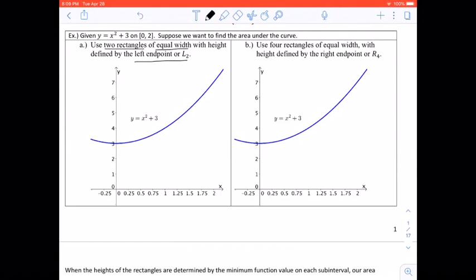So I have a curve here, and we're defining this on the interval from 0 to 2. Tells us that in the problem. So there's 0 and there's 2. So I need to split this into 2 rectangles, and if I do that, it's going to divide my interval at 1. So from 0 to 1, and then from 1 to 2.